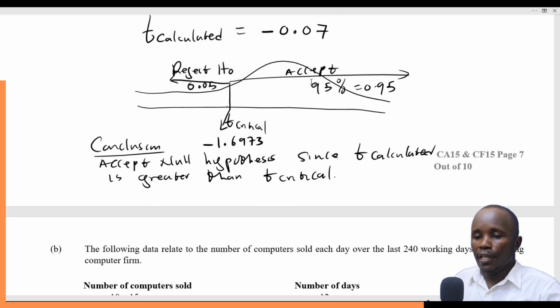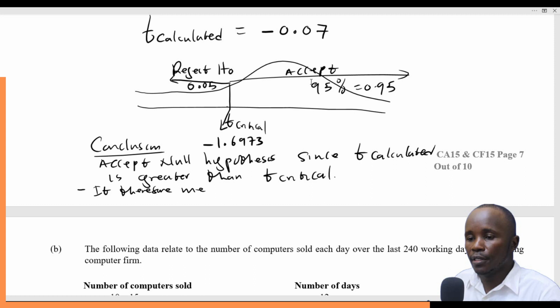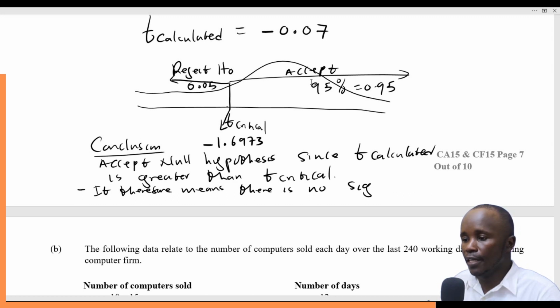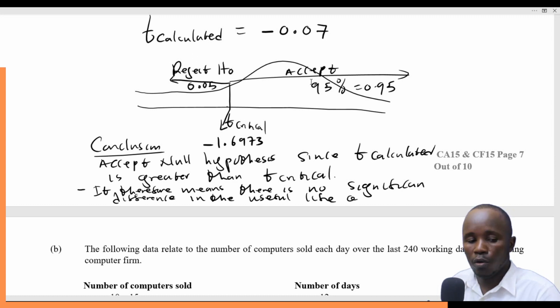So in this case, what it means is that there is no significant difference between those two machines. There is no difference in the useful life of the machines. That is what this means.